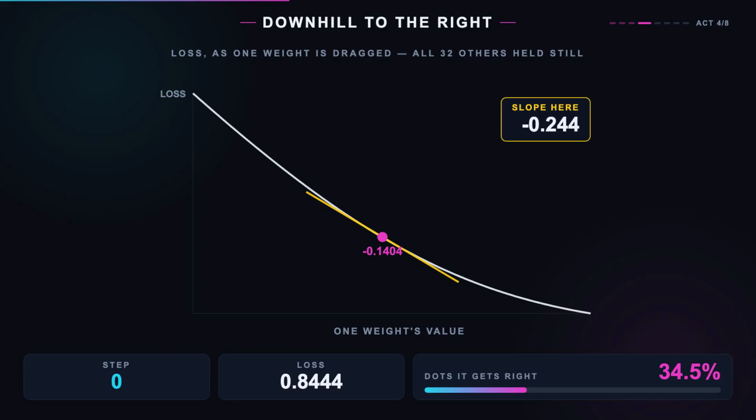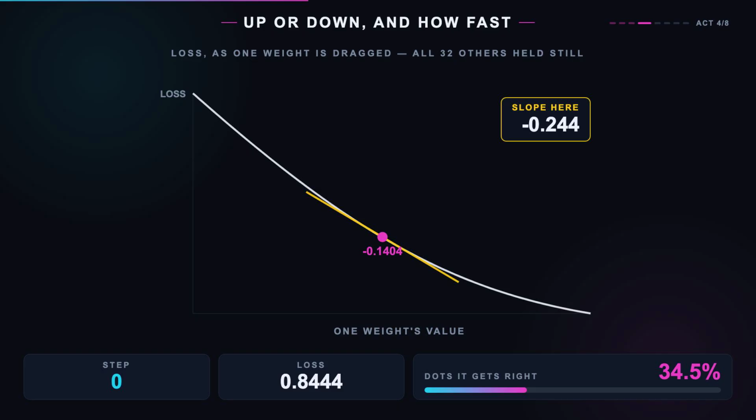And the curve is going downhill to the right. Move the weight up, and the loss goes down. How steeply it goes downhill, at exactly this point, is a number, -0.244. That number is the slope. It is the whole of what a gradient is.